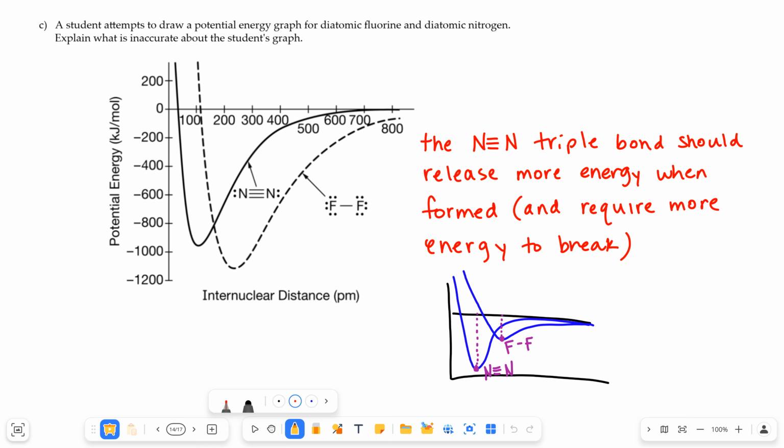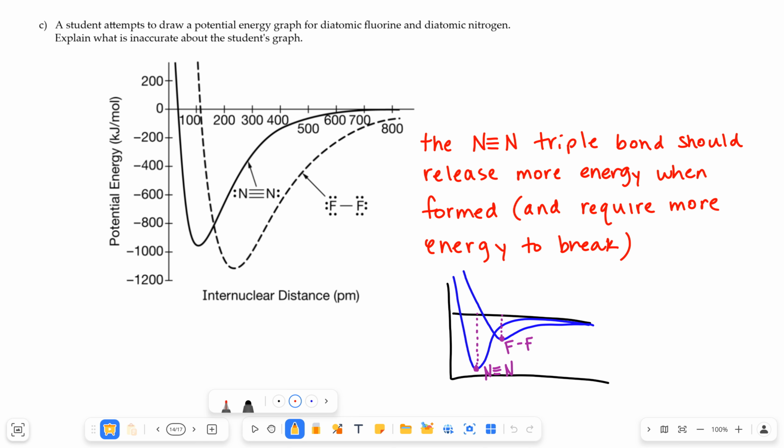The other wrong graph was this one. Now this one we've got the opposite issue. The bond lengths are fine. The nitrogen-nitrogen triple should be a shorter bond length, so that one's maybe around 100 picometers, whereas the fluorine-fluorine is maybe around 300 picometers. Yep, that's a single bond, so it should have a longer bond length.